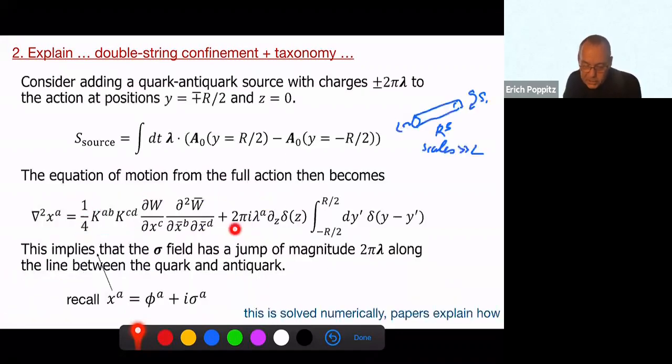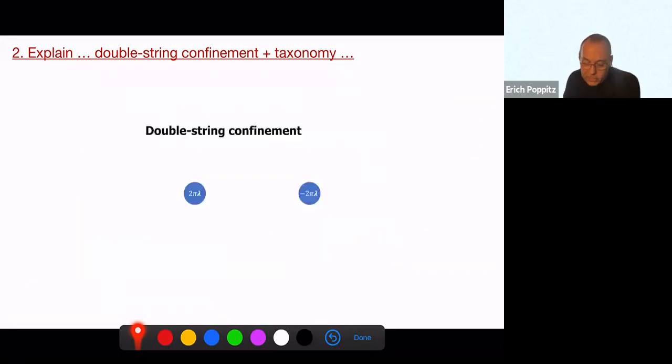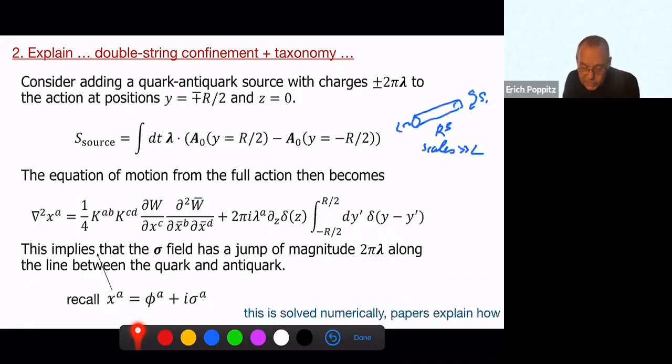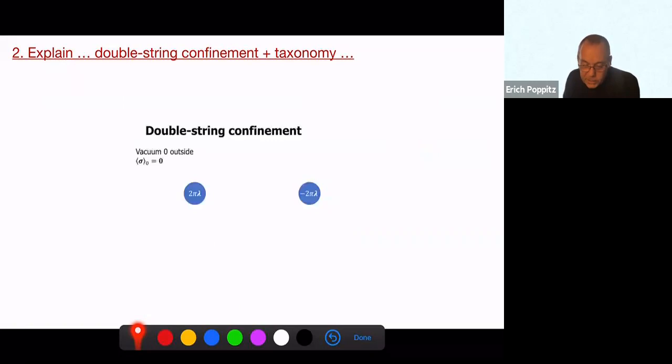All right, look, now I want to illustrate double string confinement, okay? So I take two quark sources, and these are their charges. Remember, this is the U(1)^(n-1) charge. And I'm solving a classical equation of motion, so this is semi-classical theory. I want to find the field configuration. And the point is that the classical equation of motion tells me that there should be a discontinuity on the line between these two quarks.